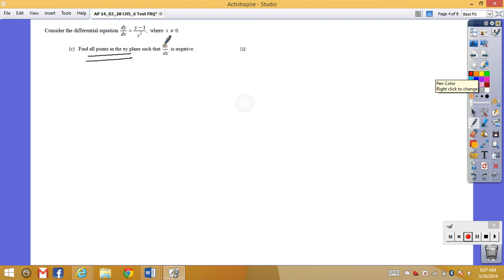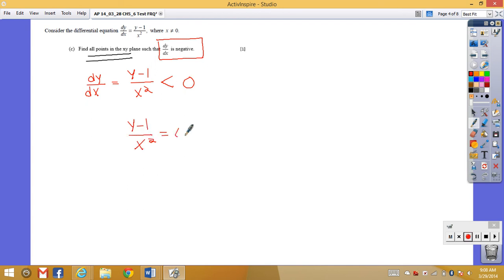So how can I make dy dx negative? You take dy dx, which is equal to y minus 1 over x squared. When you see something like negative, it means you're really looking at a sign chart. So I'm trying to make this less than 0. I'm going to start out with, how would I make this equal to 0? And the other one I want to look at is, how would I make this undefined, because this is how we do a sign chart, right? So this would be equal to 0 if y is equal to 1. This would be undefined if x equals 0.